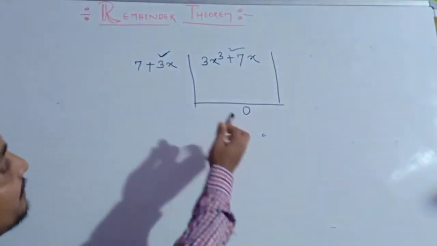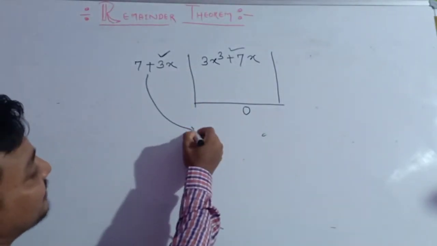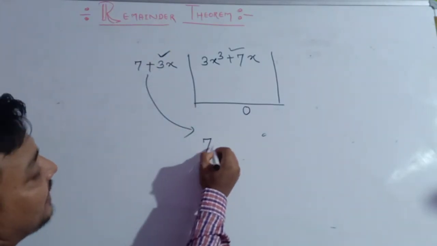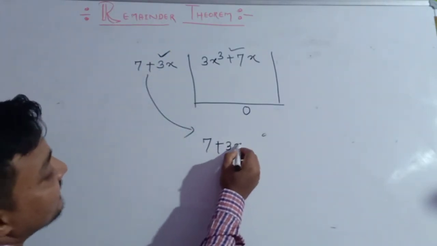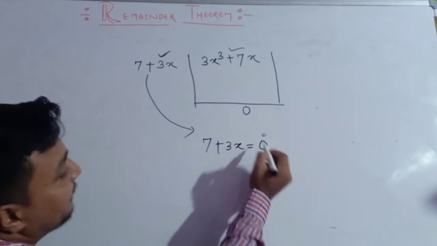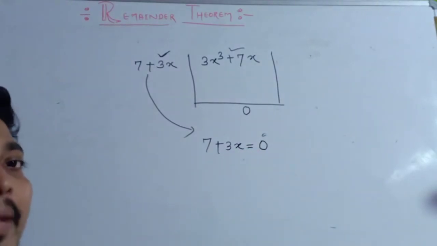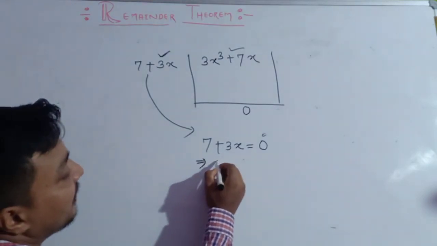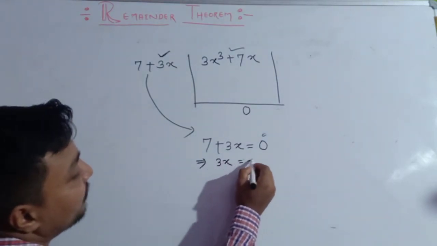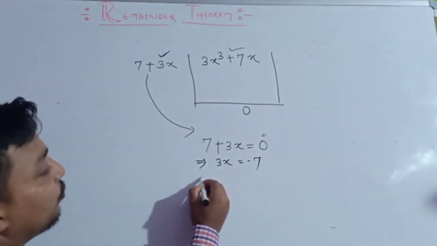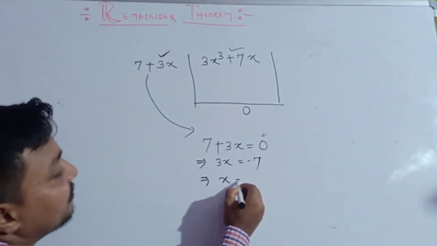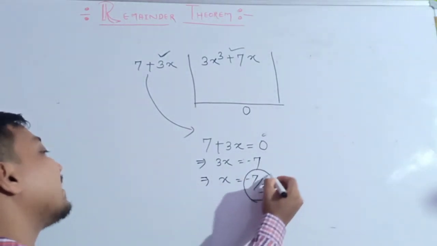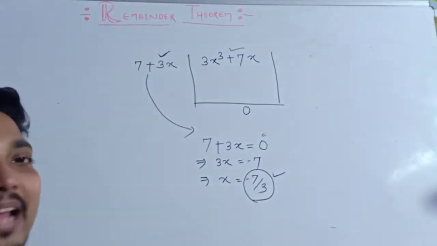To find the remainder, first we have to find the 0 of the divisor. How to find the 0 of the divisor 7 plus 3x? You can always find the 0 by equating the polynomial to 0. On equating to 0, 3x is equal to minus 7, which gives x equal to minus 7 by 3. That is our turning point.